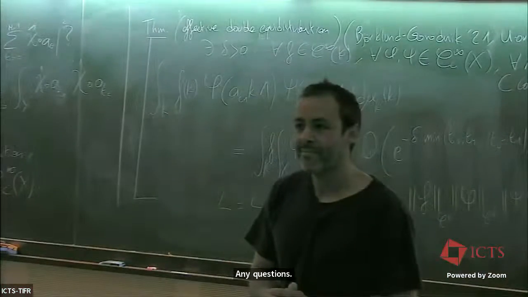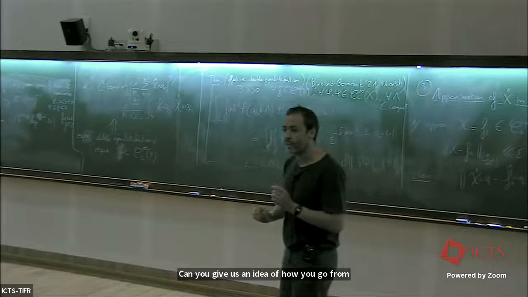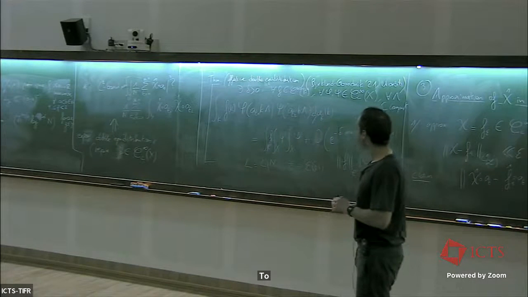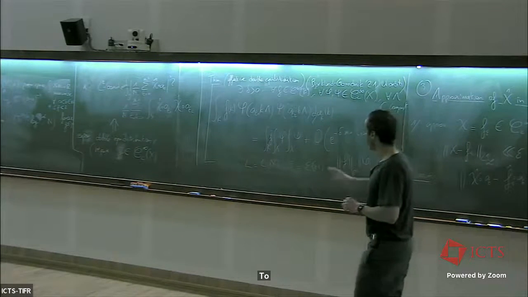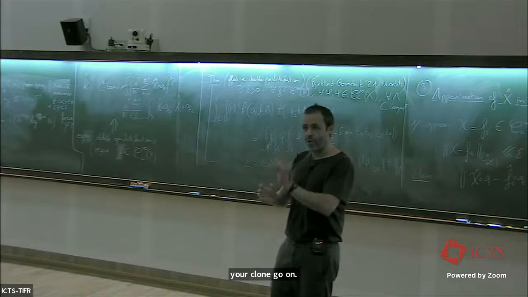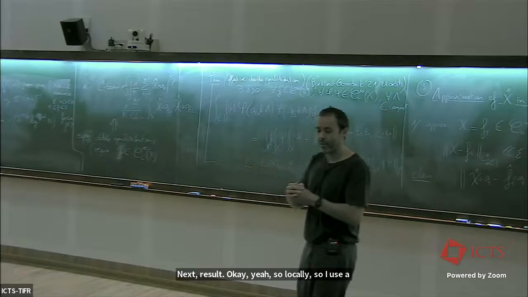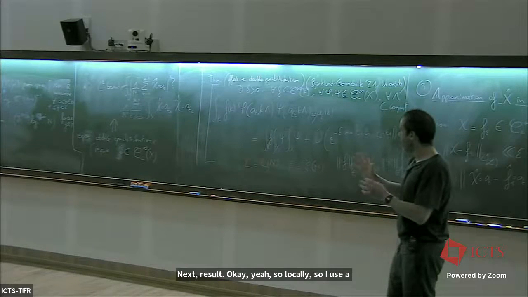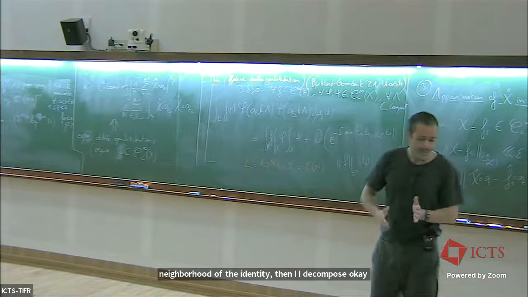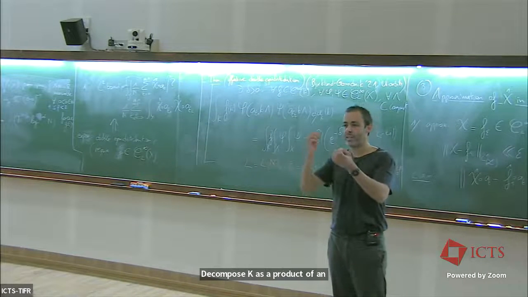Can you give us an idea of how you go from unipotent orbits to K when you essentially reprove this Björklund-Gorodnik result? Oh, for K? Yeah. So locally, I use a partition of unity, actually in the neighborhood of the identity. Then I decompose K as a product of an element in U minus and H.